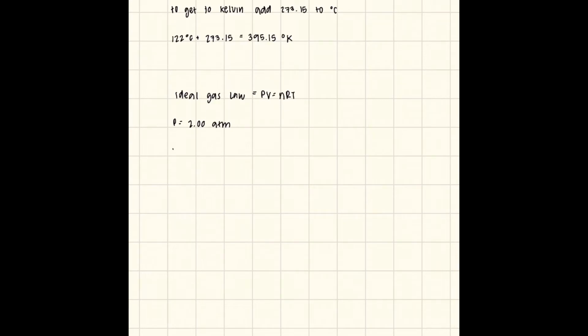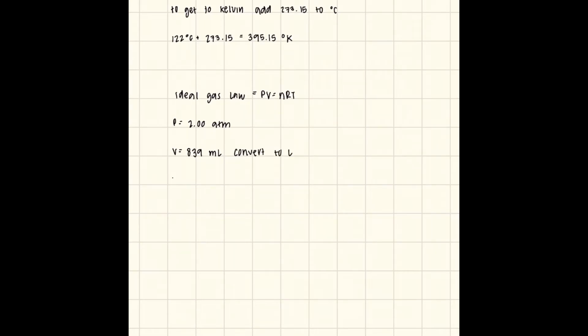Next, we are going to move to V. V is going to equal 839 milliliters. The only problem we have with this is that we are going to need to do a conversion. So we are going to convert the milliliters to liters.